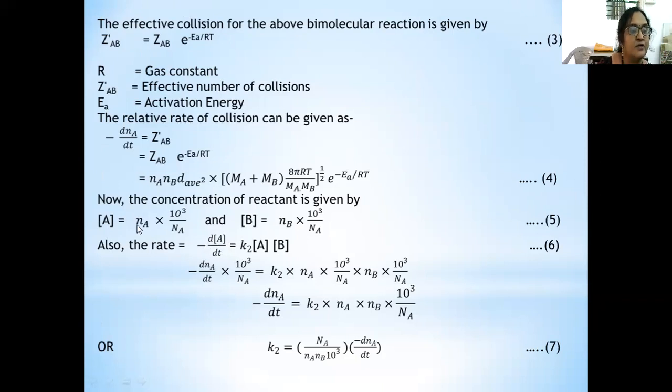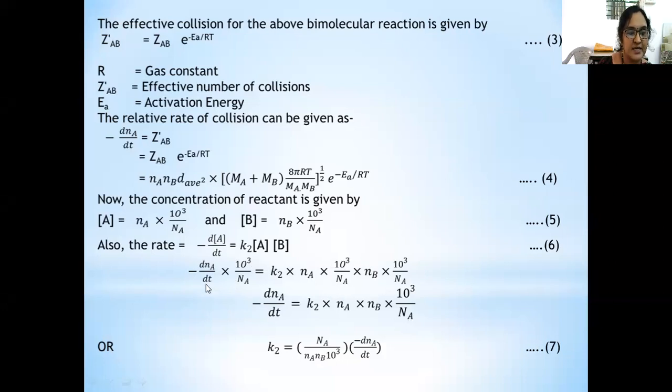But what is the value of concentration of A? It is Na into 10 to the power 3 by Na. So we have substituted the value of the concentration of A here. In this way, again we have to substitute the value of concentration of A here and concentration of B here. So what is cancelled? 10 to the power 3 Na and 10 to the power 3 Na get cancelled.